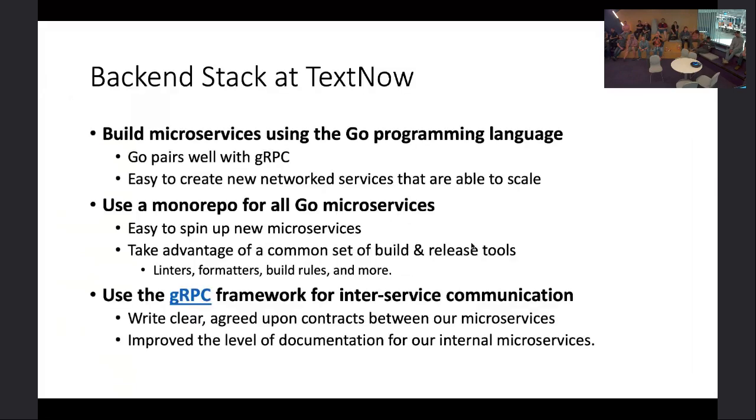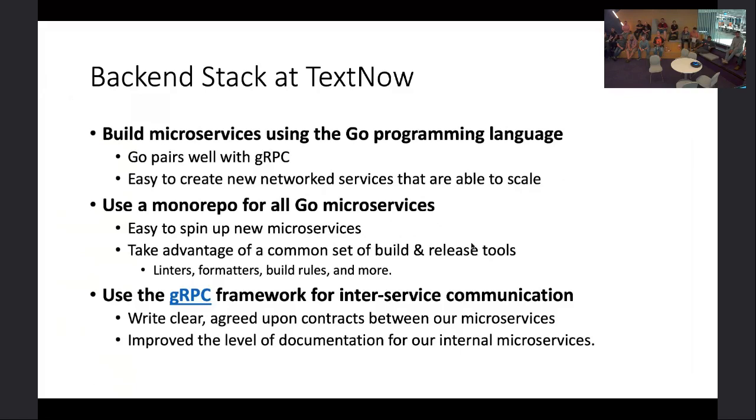So as we've talked about a little bit already, our backend stack at TextNow is predominantly now a series of microservices that are built using Go. This pairs quite nicely with the gRPC infrastructure. It makes it very easy to create new network services that we can scale independently. As Ian talked about, we use the monorepo for all of our Go microservices. This makes it easy to spin up these microservices, and it gives us the advantage of taking this common set of build and release tools, like our linters, formatters, build rules, and only needing to write them once.